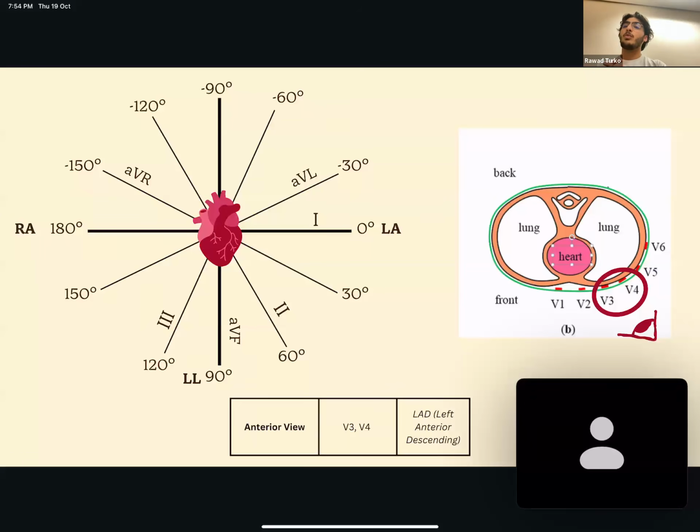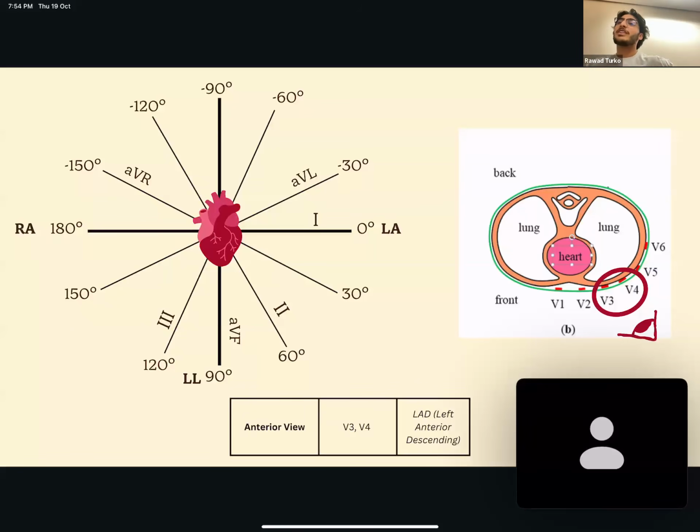Now, can somebody tell me why we're not looking at, for example, lead 2? It's sort of in the same direction, is it not? Like if we look at the diagrams, it's sort of in the same direction. Why is it not lead 2 also in an anterior view? Maybe because lead 2 is looking at the apex. Yes, exactly.